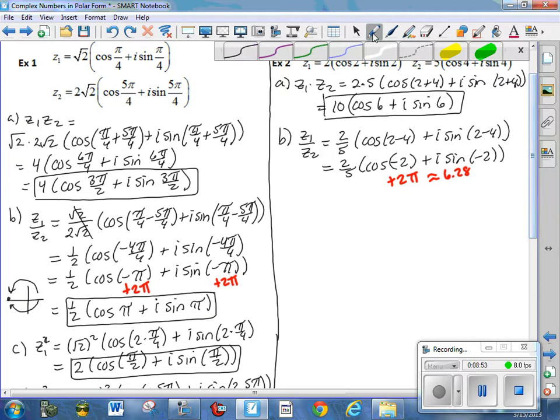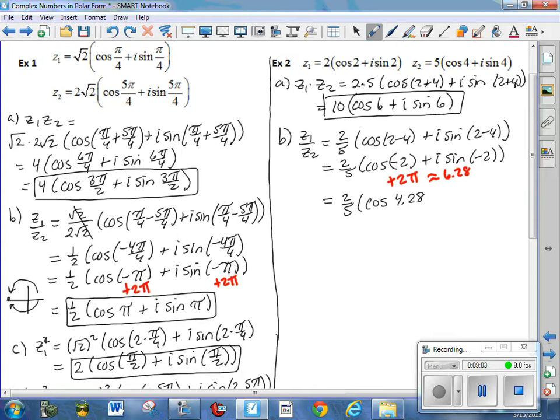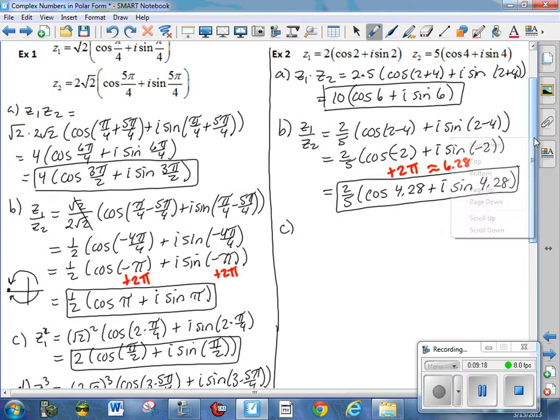So rather than pulling out the calculator, I'm just going to use my knowledge of 2 pi to do this a little faster. Cosine of 4.28 plus I sine of 4.28. And I'm done. See, this isn't really so bad. You just have to remember the rules. And that's, of course, the part that you don't know as well as I do. But once you remember the rules, it's pretty simple to do these.